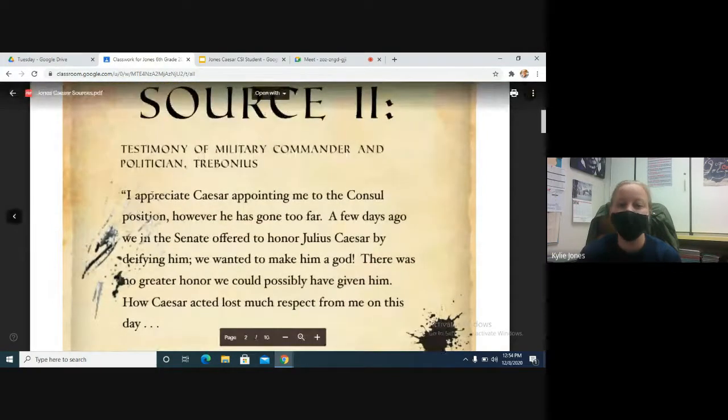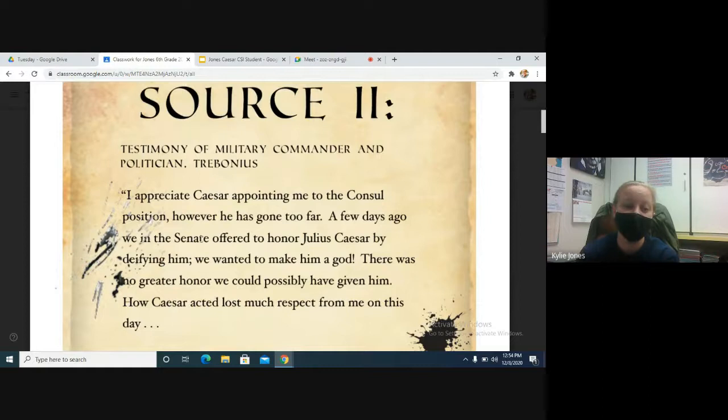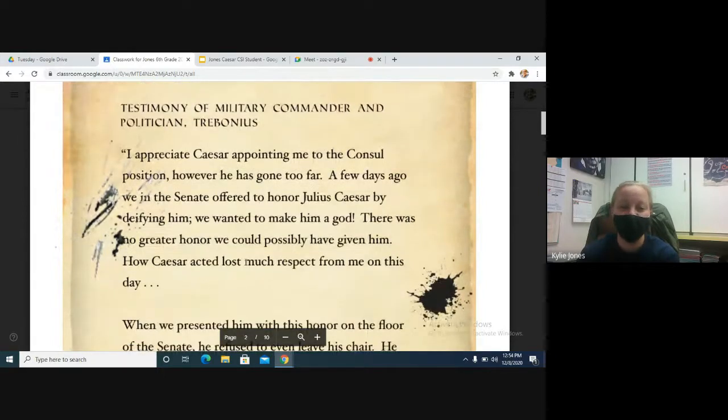It says, I appreciate Caesar appointing me to the consul position. However, he has gone too far. A few days ago, we in the Senate, part of the government, offered to honor Julius Caesar by deifying him. We wanted to make him a god. There was no greater honor that we could possibly have given him. How Caesar acted lost much respect from me on this day. So they wanted to make him a god.